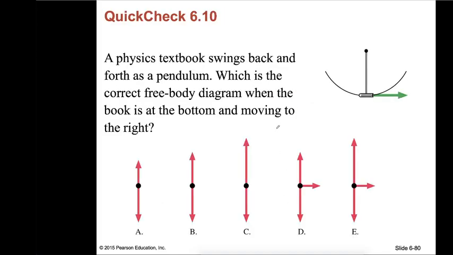Okay, now let's see several questions. A textbook swings back and forth as a pendulum.